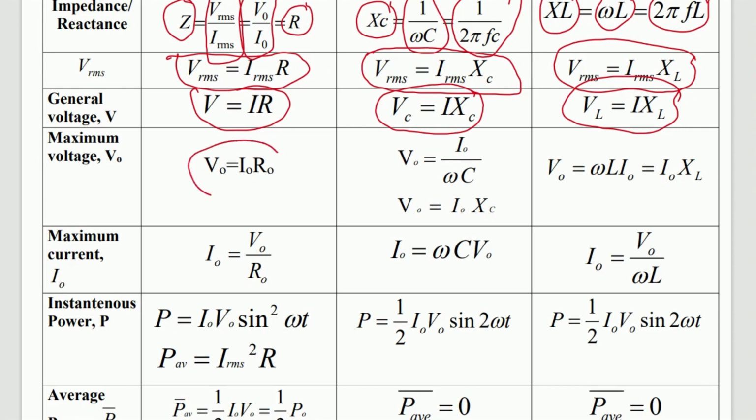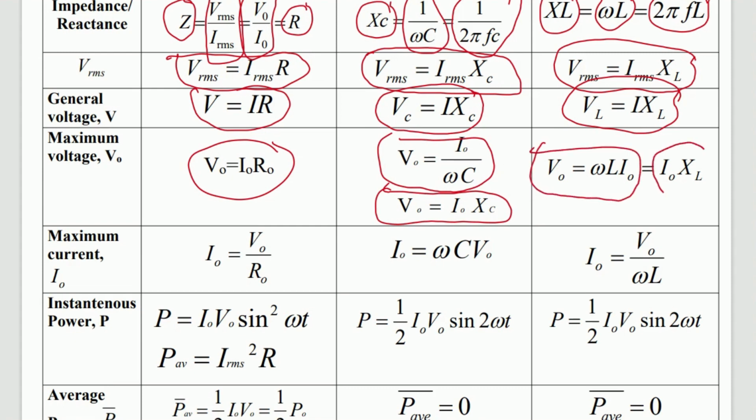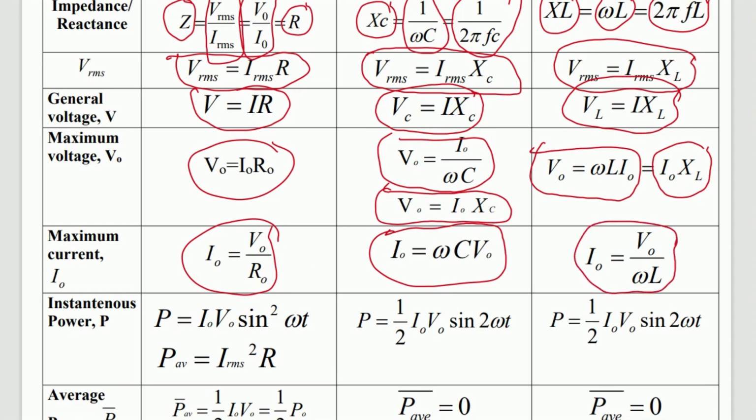Then for the maximum voltage, V0: V0 equals I0 R for the pure resistor. V0 equals I0 over omega C, or I0 X_C, for the pure capacitor. And V0 equals omega L I0, or I0 X_L, for the pure inductor. For the maximum current, just modify the equations above. I0 equals V0 over R for the pure resistor. I0 equals omega C V0 for the pure capacitor. And I0 equals V0 over omega L for the pure inductor.